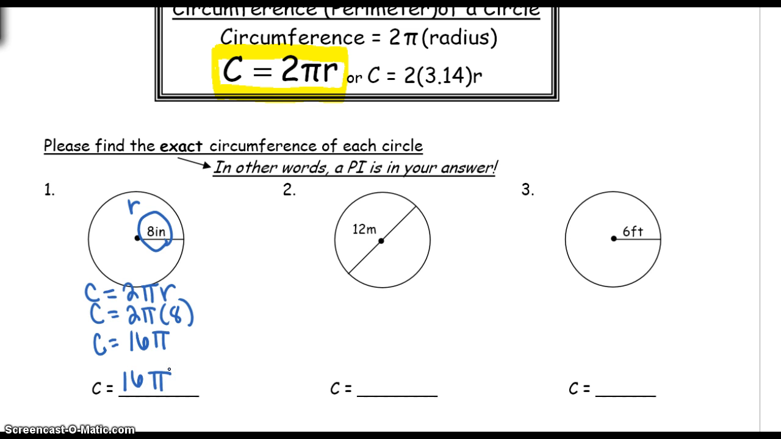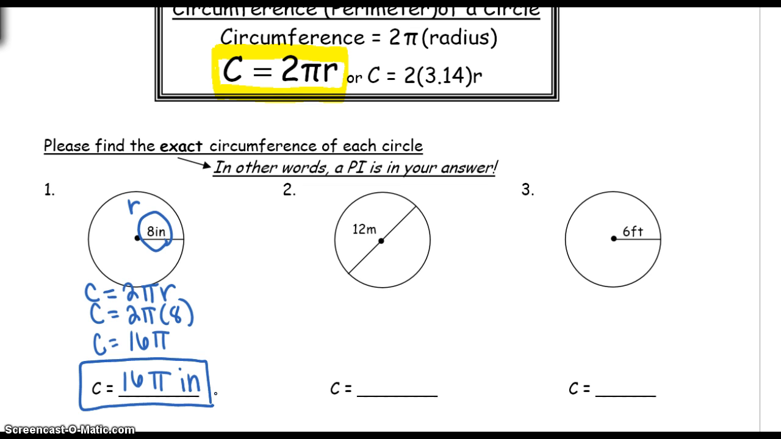Now, we need units. Circumference is the perimeter of a circle. It's the distance around a circle. So is that going to be inches, or is that going to be inches squared? It's going to just be inches. If we did perimeter, we don't square it. So circumference and perimeter are the same here. It's just we're talking about a circle.